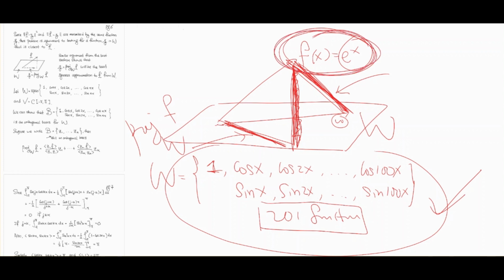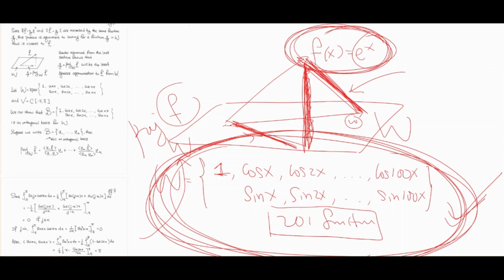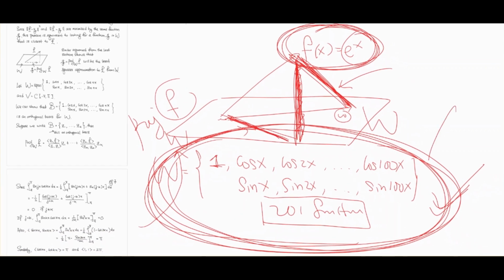So if you're looking for functions which belong to my collection, these are all the functions that I have, the one that is closest to it is the projection vector of f onto the space W. Okay, so this is a version of the least squares approximation problem. If this is the only thing that I have, let's say your computer cannot store a lot of stuff, so you only store these 201 basis vectors.